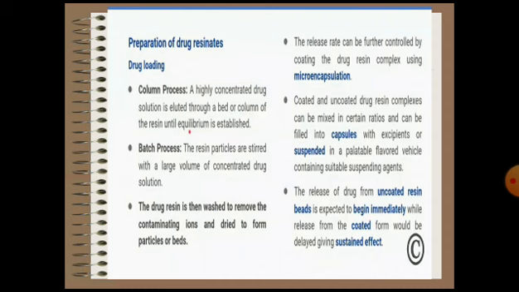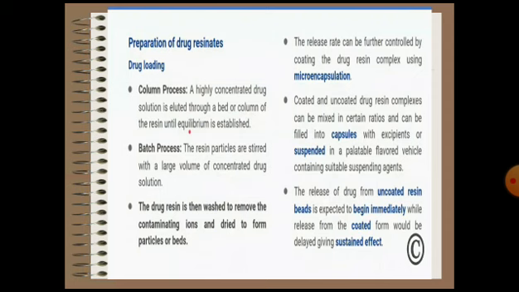Next, preparation of drug resinates. Briefly, we will see how we prepare drug resinates. First, we do drug loading, meaning drug complexation: how we add the drug to that resinous chain. Two processes are there, the column process and the batch process. The column process means a highly concentrated drug solution is eluted through a bed or column of the resin until equilibrium is established. I hope you have studied chromatography techniques, column chromatography, HPLC.